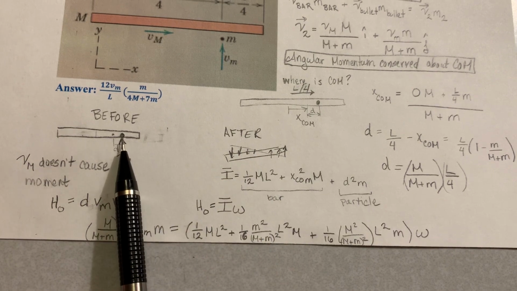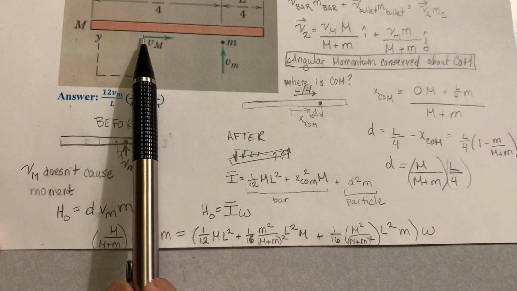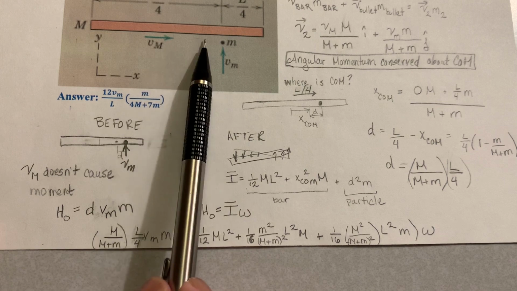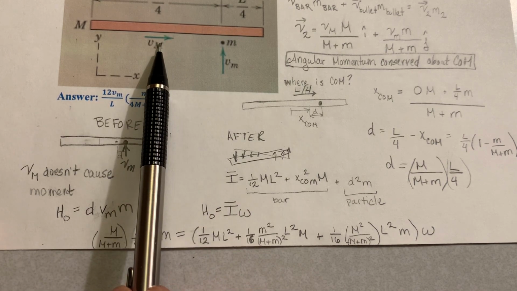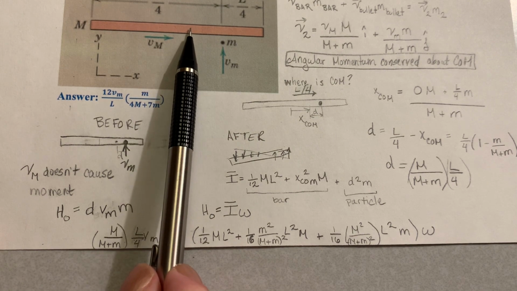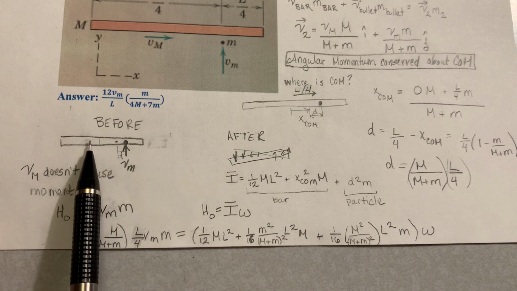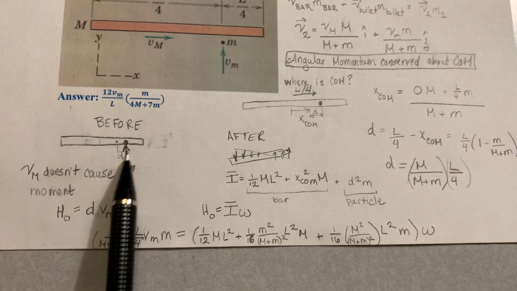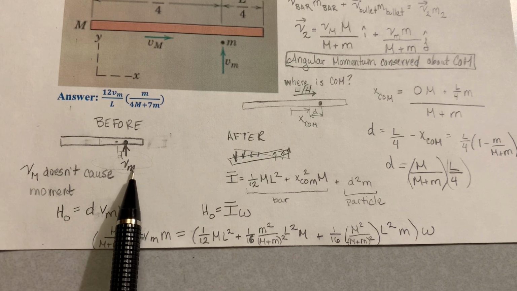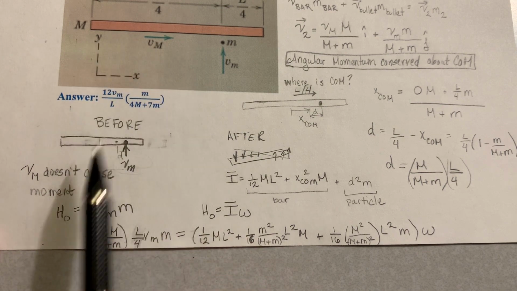So before, only this particle contributes to the angular momentum about that center of mass. And this velocity doesn't contribute to the angular momentum about the center of mass, because if you took the cross product, it would be going in the same direction. So the cross product of V_M about the point, the distance between the center of mass, is going to be 0. So it won't really be contributing. All we have is the slug, right? And that makes sense, because if the slug didn't hit anything, it wouldn't matter.